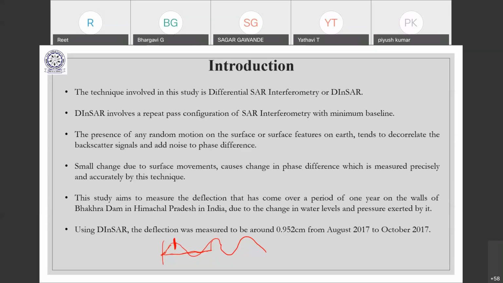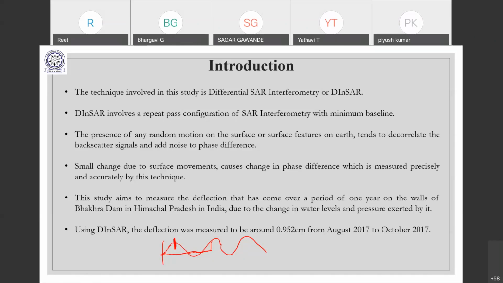So coming back to this study, this study aims to measure the deflection that has come over a period of 1 year on the wall of Bhakra Dam, that is in Himachal Pradesh in India, due to change in water level and the pressure exerted by it. Using DInSAR, the deflection was measured to be around 0.952 centimeter, so 9 mm of movement from August 2017 to October 2017.